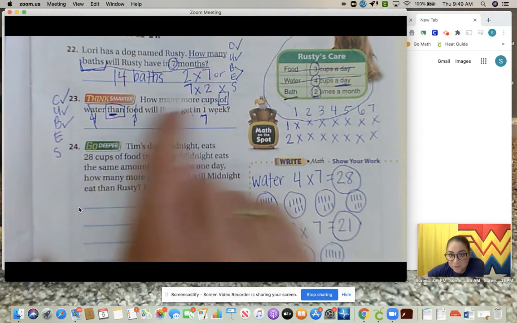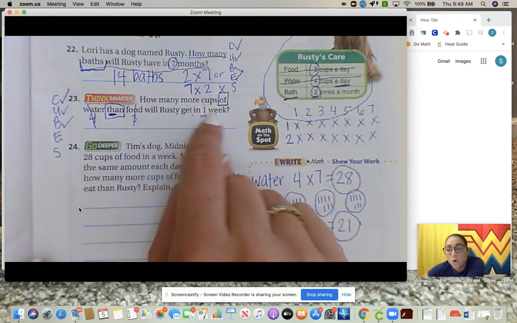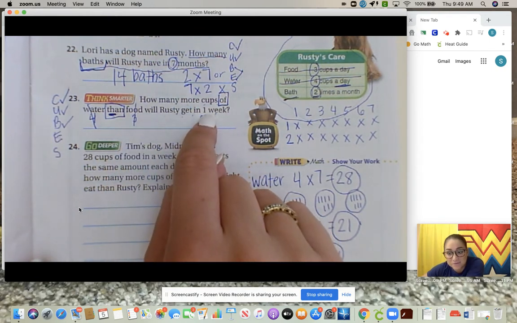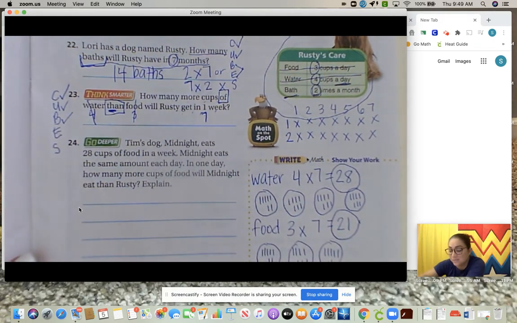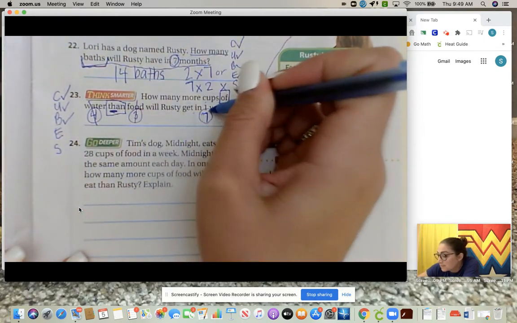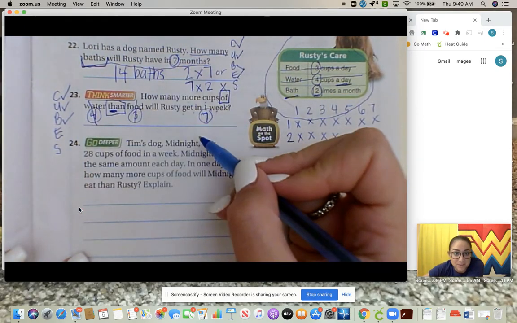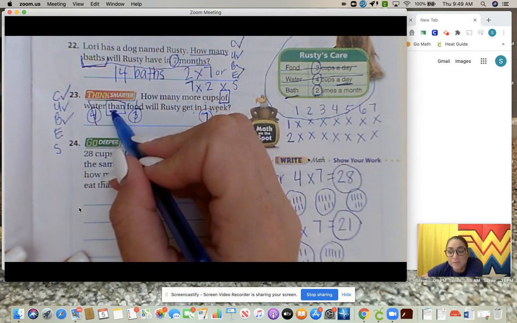How many cups of food? 3. So I write 3. 1 week. We're not using 1. We have to think how many days are in 1 week. 7 days are in 1 week. So 7 is actually our key number. So these are the 3 key numbers. Now we need to box the math verb. We have of and than. We have 2 math verbs.